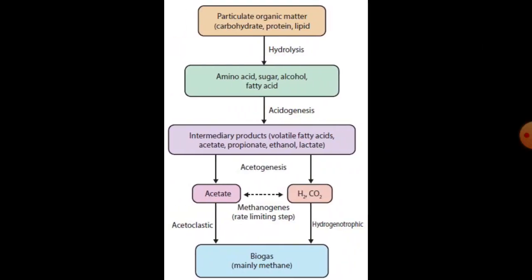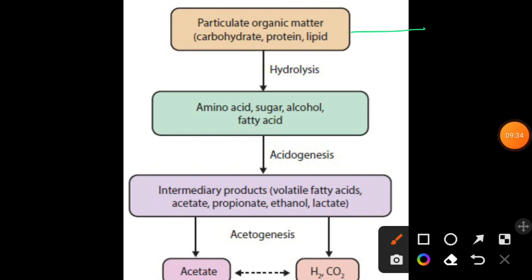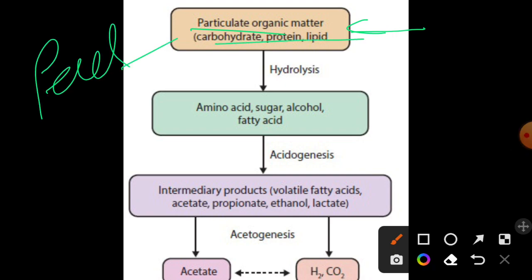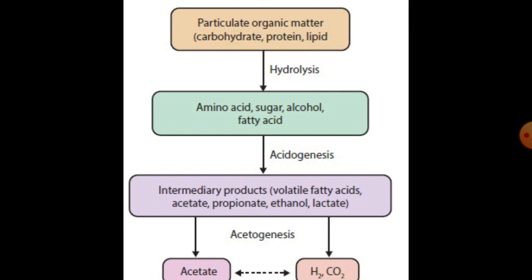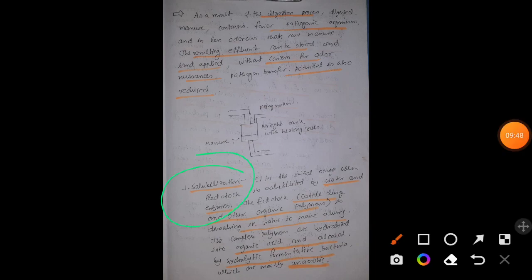Now if you look at this diagram that I have downloaded from the internet, we are starting with particulate organic material, that is our feedstock mainly. The first step is hydrolysis or solubilization. Remember another thing that I forgot to mention here: we are using hydrolytic fermentative bacteria, which are also anaerobes, right?